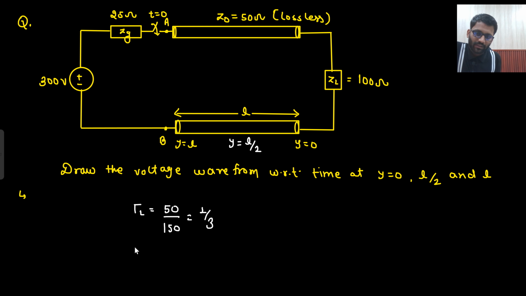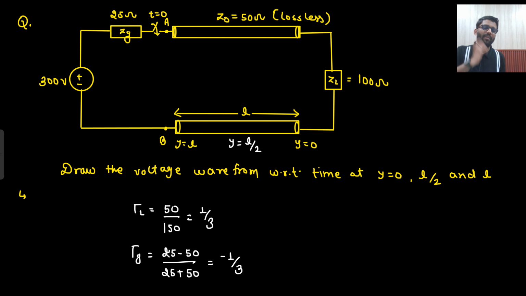And what about gamma G? Gamma G would be Zg minus Z naught upon Zg plus Z naught. So 25 minus Z naught upon 75. Let's apply this formula, Zg minus Z naught upon Zg plus Z naught. So minus 25 divided by 75, that would be minus 1 by 3. So can I make my bounce diagram now? Certainly I can make my bounce diagram.